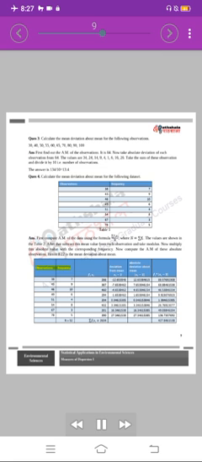Observations, frequency fi, deviation from mean xi minus x-bar, absolute deviation about mean |xi minus x-bar|, fi times |xi minus x-bar|.